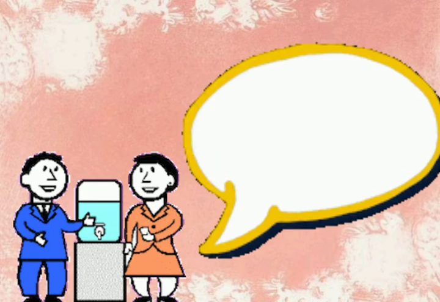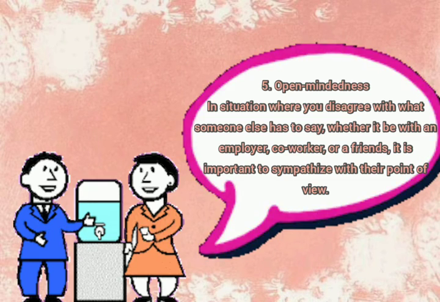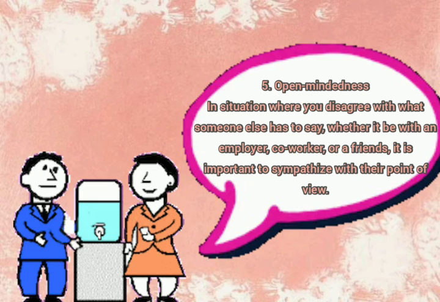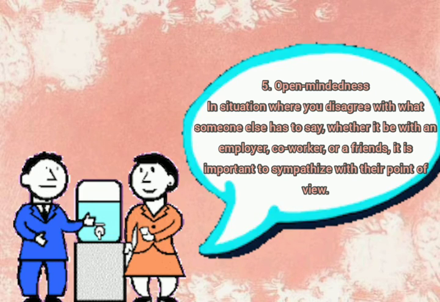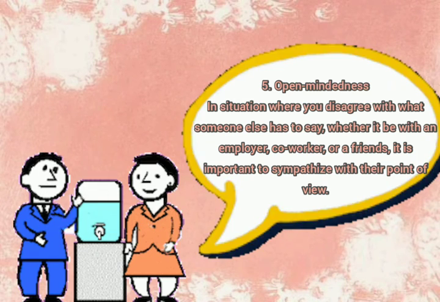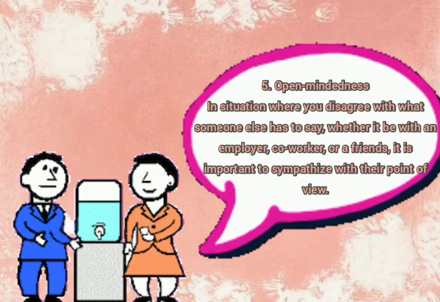Number five is open-mindedness. In situations where you disagree with what someone else has to say, whether it be with an employer, a coworker, or a friend, it is important to sympathize with their point of view rather than simply try to get your message across. Respect the opinion of others and never resort to demeaning those who do not agree with you.